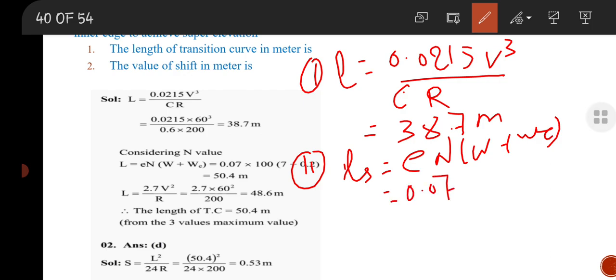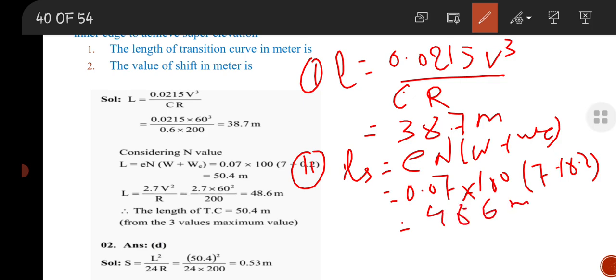If not given, we will consider it as 7% for an analysis question, and for a design question we will consider mixed traffic condition, N 100, into extra widening given as 0.2 meter, and width of road given as 7 meter. Calculating all, the length is 48.6 meter.